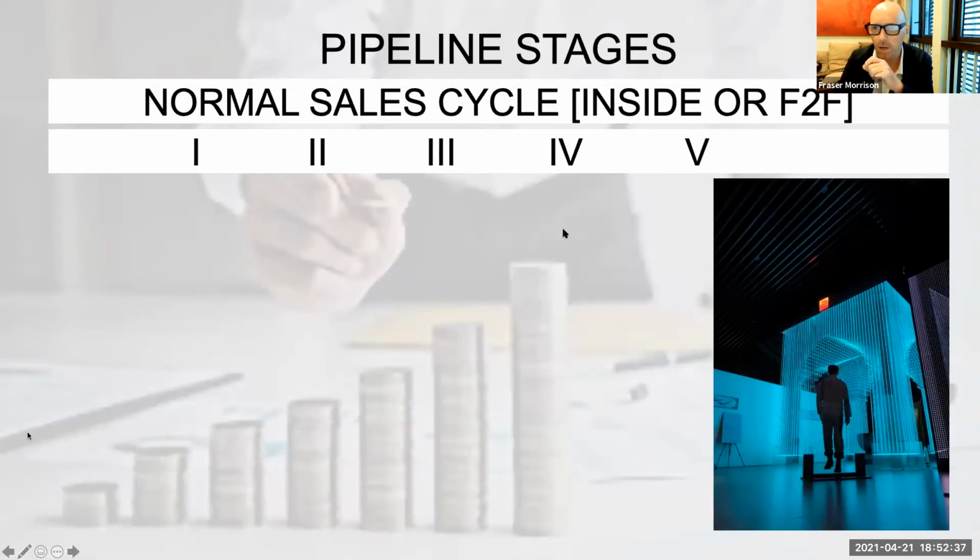So again, I agree, small deals are easier to close, turnarounds are faster, it's good for cash flow. Okay, so let's step into a normal sales cycle. Or I call it a normal.